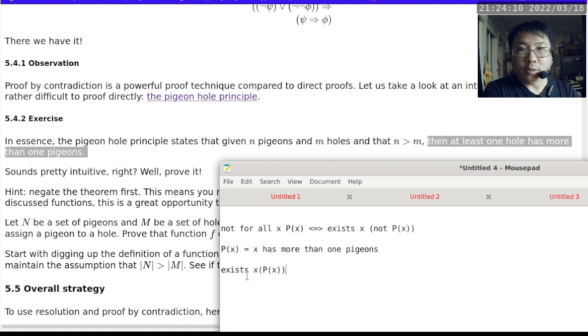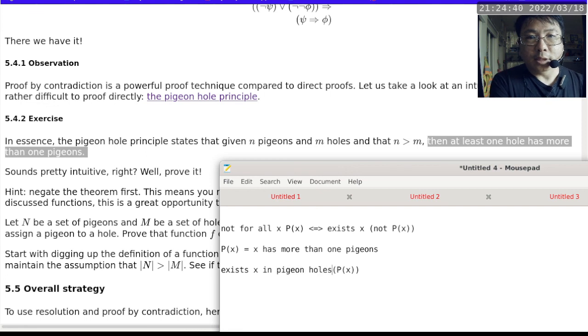Okay, so given p of x is defined as x, which is a pigeonhole, has more than one pigeon, then the original theorem is basically saying at least one, and therefore we use the existential quantifier, there exists at least one pigeonhole such that p of x is true. If you want to be kind of careful, we make sure that x is a pigeonhole before we confirm that there is more than one pigeon in that pigeonhole.